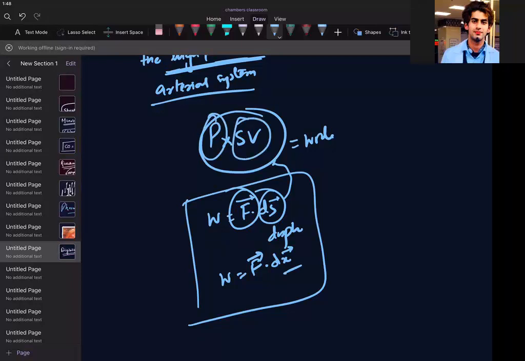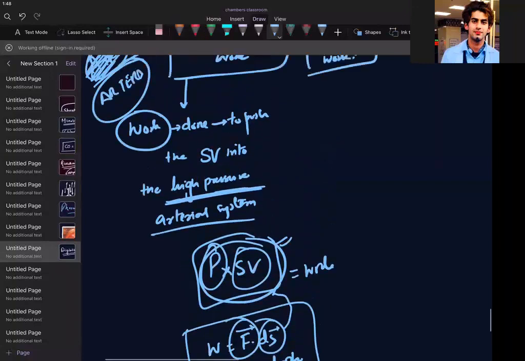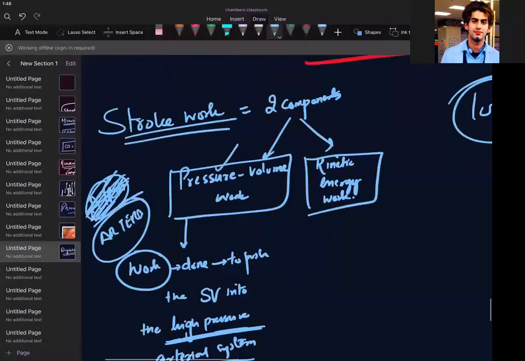Will the pressure govern your stroke volume? Yes, definitely. That's why we are saying it is the work which is used to push the stroke volume into the high pressure arterial system. And it will be multiplied by the two quantities. This multiplication will tell you how much pressure volume work you have done. And remember this, this is the primary component of stroke work.